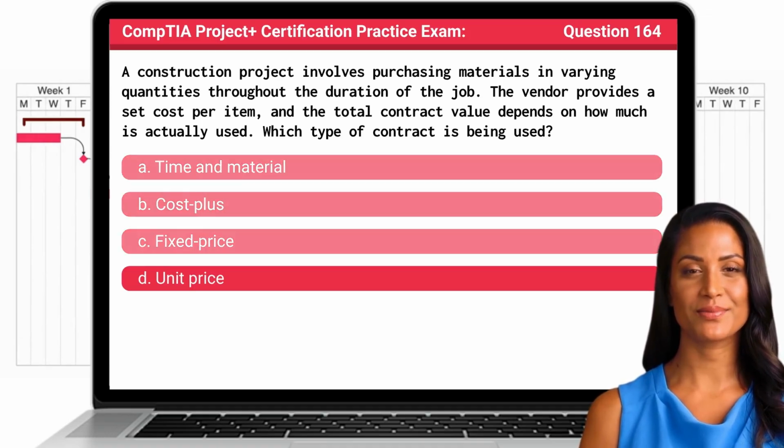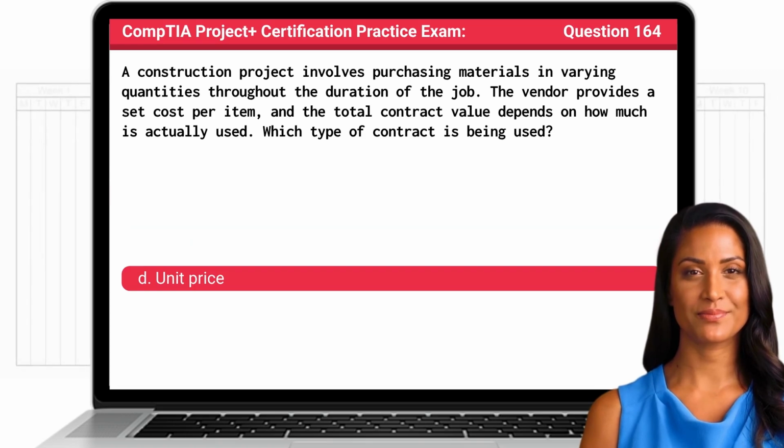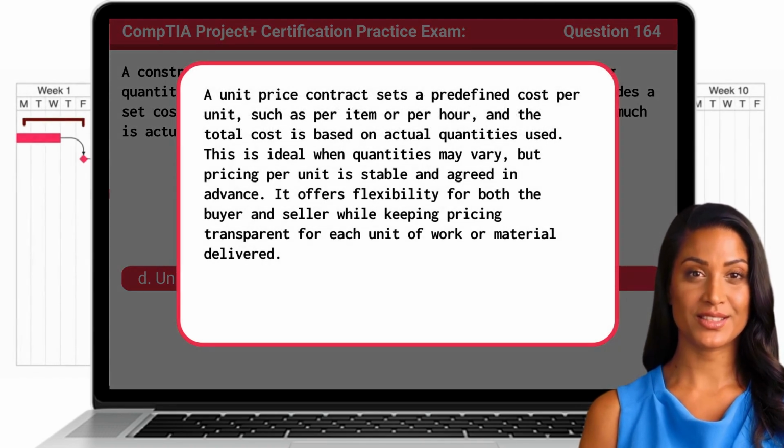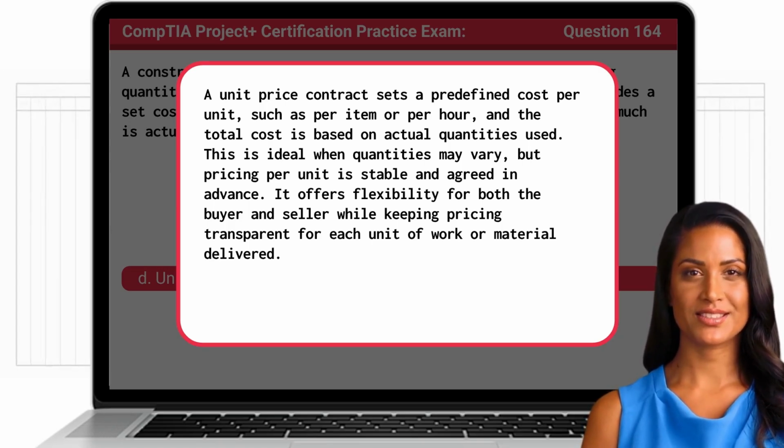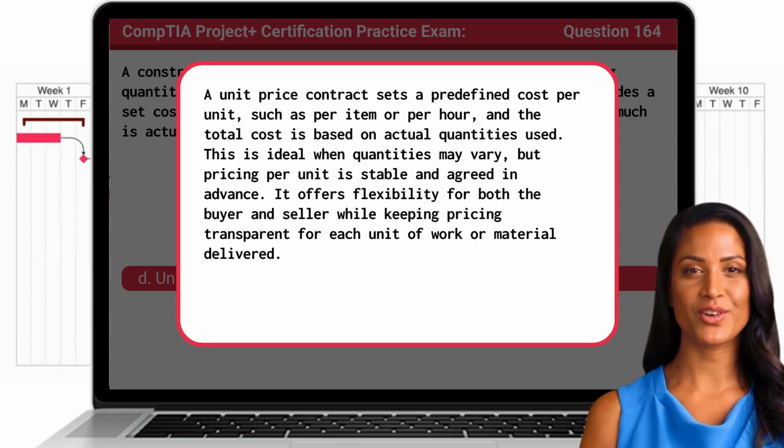The answer is D. Unit price. A unit price contract sets a predefined cost per unit, such as per item or per hour, and the total cost is based on actual quantities used. This is ideal when quantities may vary, but pricing per unit is stable and agreed in advance. It offers flexibility for both the buyer and seller while keeping pricing transparent for each unit of work or material delivered.